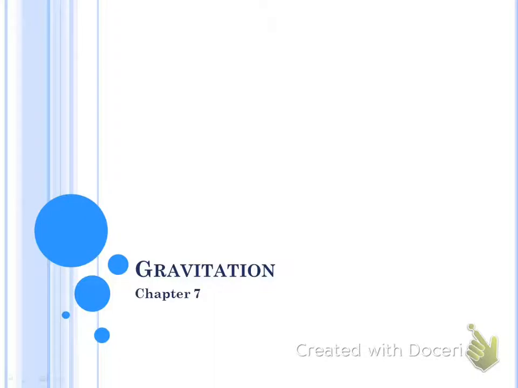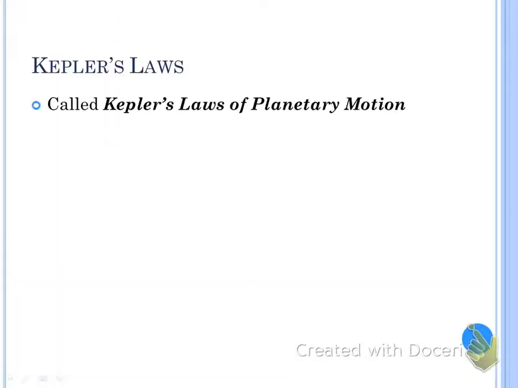Okay? So we're going to start with something called Kepler's laws. Kepler's laws is the very, very minor part of chapter 7. We're going to cover it quickly here at the beginning. But I'll tell you, it's not really the main focus of what we're looking at in chapter 7. But Kepler's laws kind of introduce us to this idea about planetary motion.